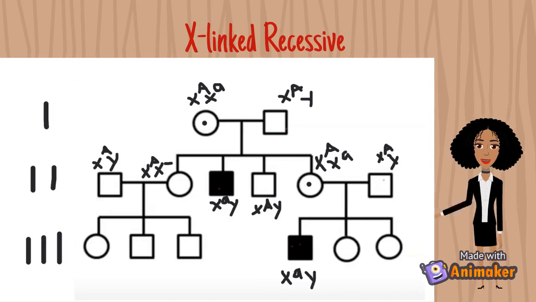When the mode of inheritance is X-linked recessive, more males are affected than females. It tends to skip generations. It cannot be passed from father to son, and all daughters of affected fathers are carriers.